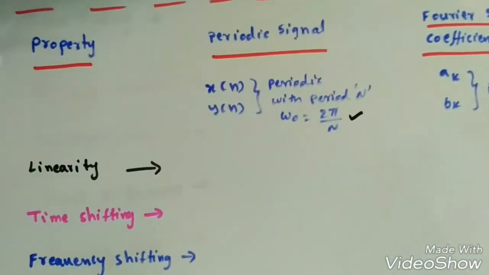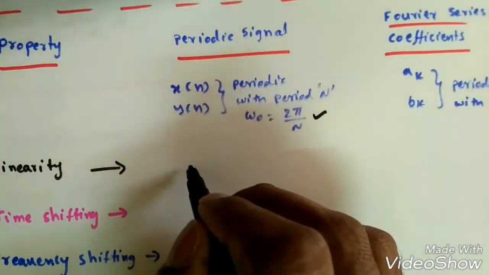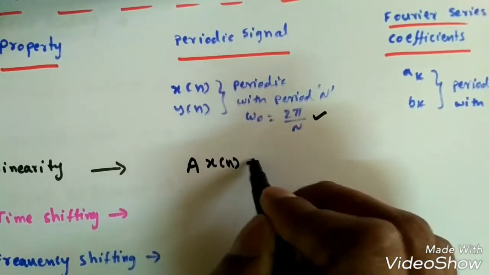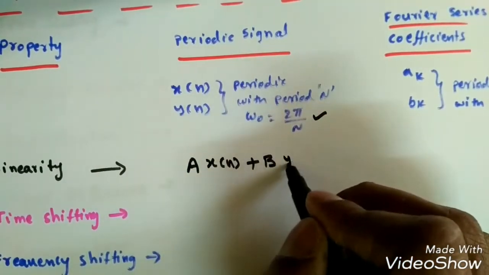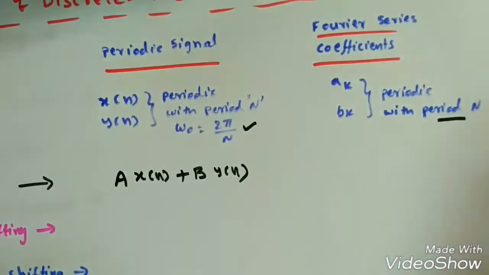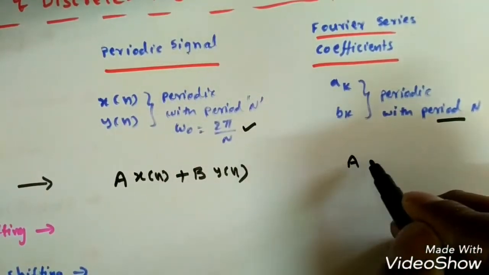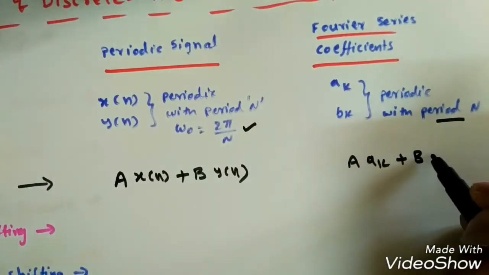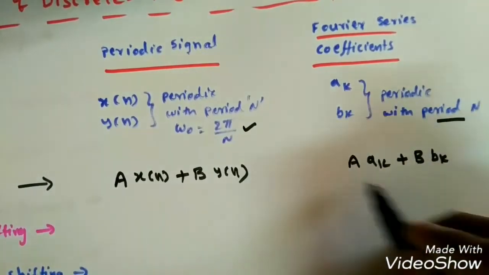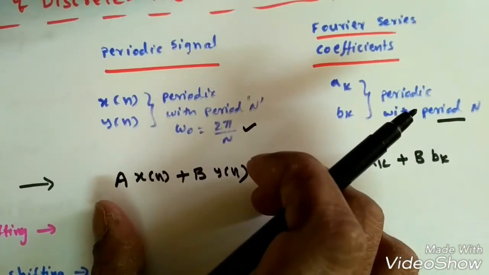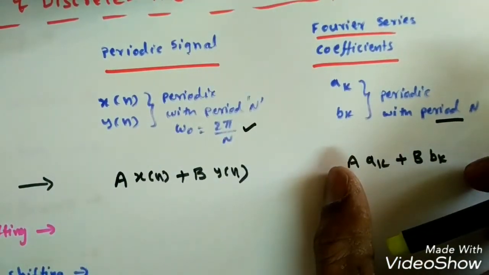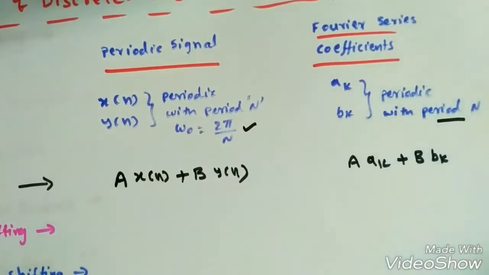Now the first property is always linearity. What is the linearity property? If I take some constant a into x of n plus another constant b into y of n, the Fourier coefficients also will be multiplied with the same constants, a ak plus b bk. And remember, the summation of periodic signals is periodic in nature. Similarly, the summation of Fourier coefficients also will be periodic in nature.